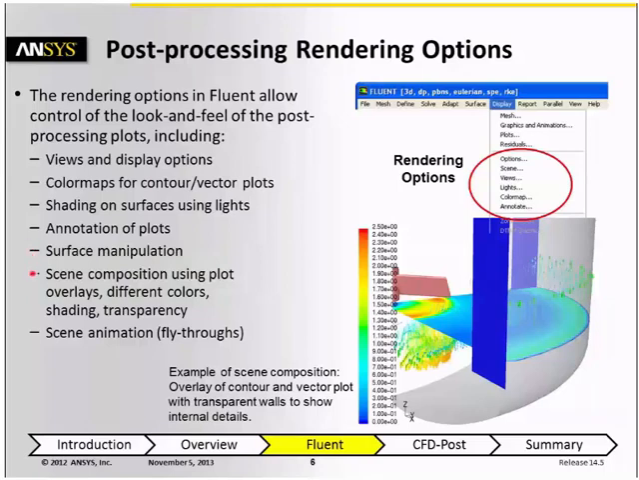And fairly elaborate scenes can be composed using plot overlays, different coloring of surfaces, shading, and transparency. An example is shown here, where there's an overlay of a contour plot and a vector plot, and some of the walls have been made transparent to give you the impression that you're looking from the outside of the object into the interior. There's also the possibility to create scene animations and make fly-throughs. The menus for the various different rendering options are found under the Display menu in the main menu bar.